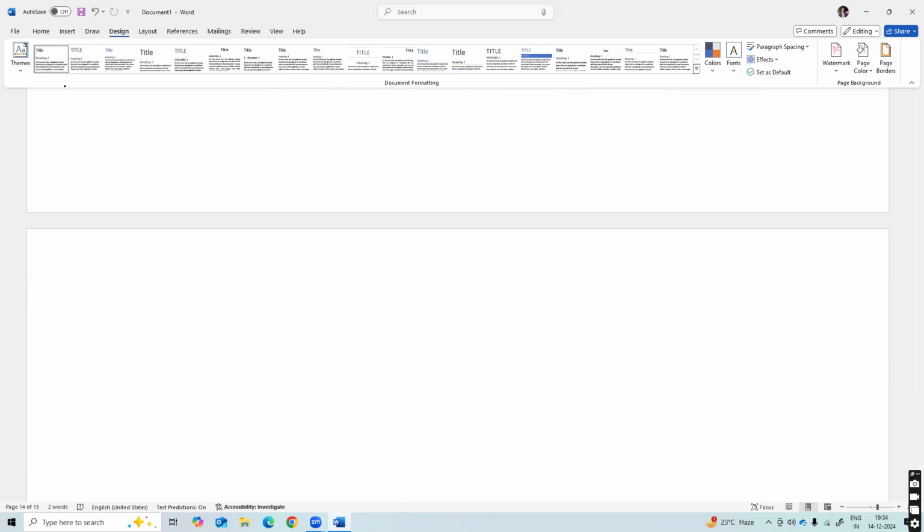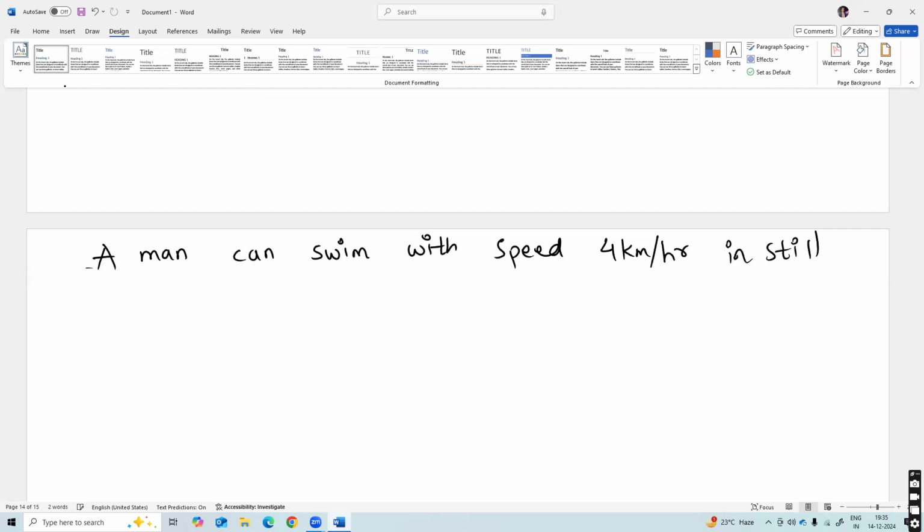So the question is: a man can swim with speed 4 kilometer per hour in still water. Instead of a boat, we are taking a man. Everything will remain the same. When there is no flow, the man swims at 4 kilometer per hour, and it is basically the absolute speed of that man.